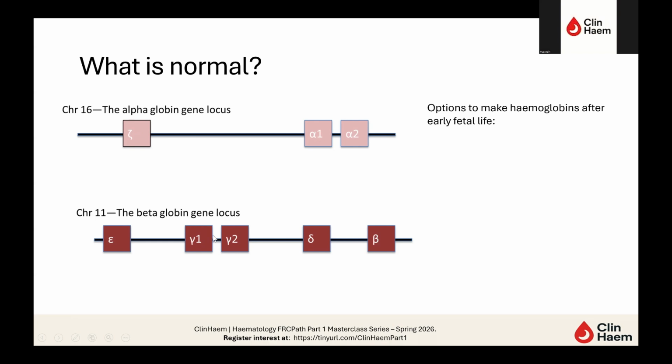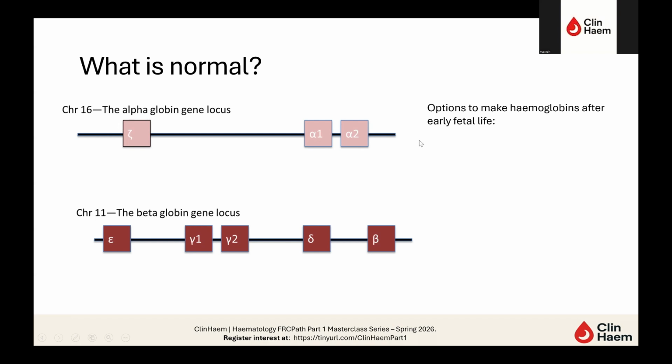This is gamma chains. They would start in early fetal life. They are very important because they remain even after the birth, at least up to 3 to 6 months. And as you know, there are lots of different useful clinical indications where we want more fetal hemoglobin. So those are the options to make hemoglobin after early fetal life. So we're going to ignore this and this.